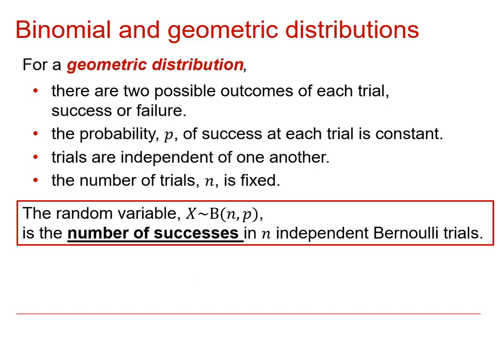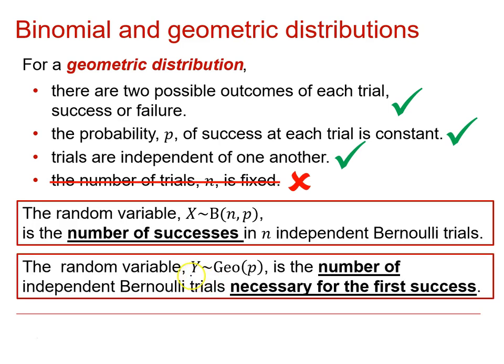Now, for a geometric distribution, there are still two possible outcomes of each trial, success or failure. The probability p of success at each trial is still constant. The trials are independent of one another. However, the number of trials n is no longer fixed.